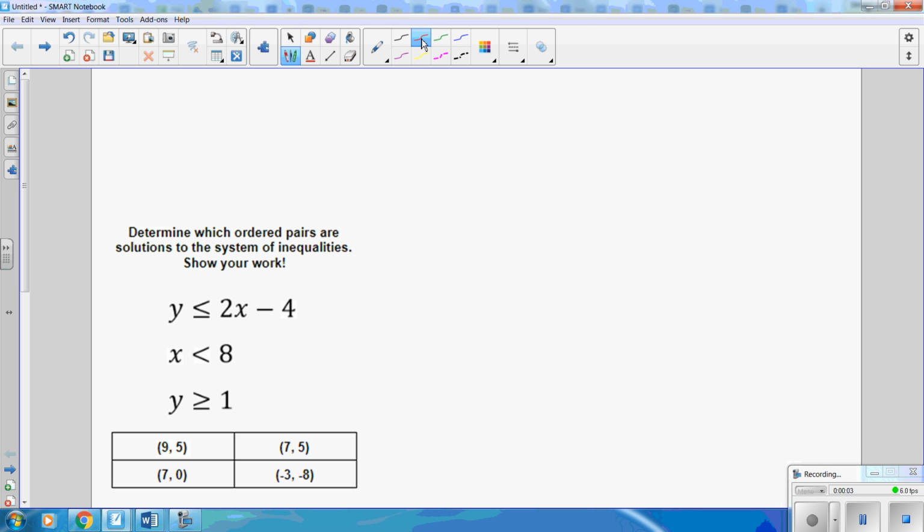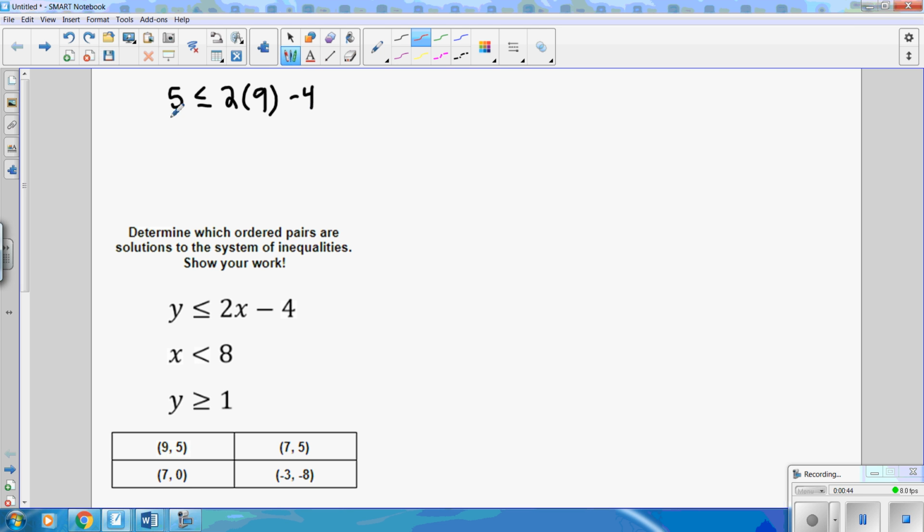Okay, so if we're going to determine which ordered pairs are solutions to this system, we got to make sure it works for all three. So let's start with the system at the top. We're going to plug in 5 for y, so 5 for y, and then less than or equal to. We have a 2 here, and then in for x, we're going to plug in 9. And then we have the minus 4.